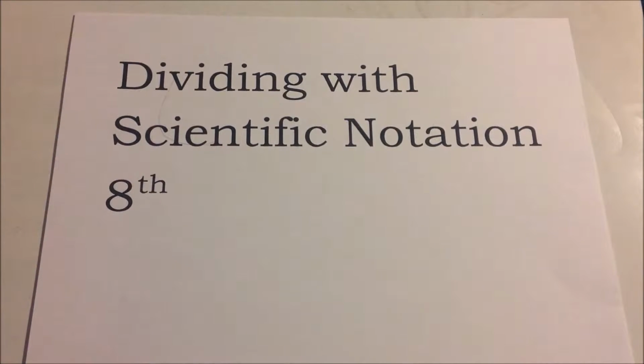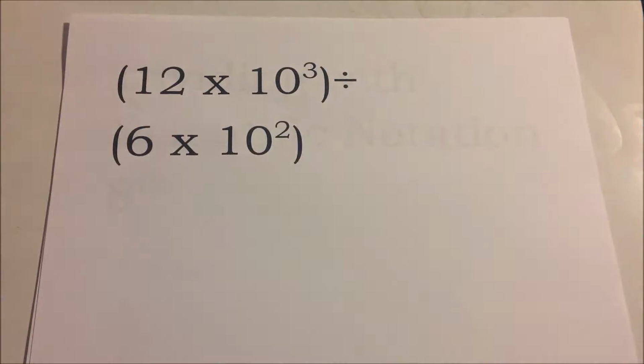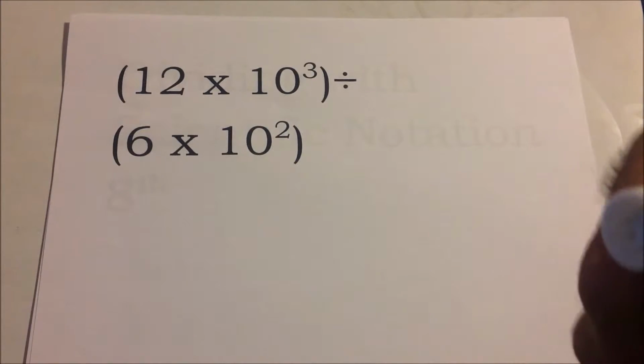Dividing with scientific notation. Remember, with multiplication, when we multiply in scientific notation, we add the exponents. With division, we subtract the exponents. That's very important. So let's look at a question. What if you saw something like this? 12 times 10 to the third power divided by 6 times 10 to the second.